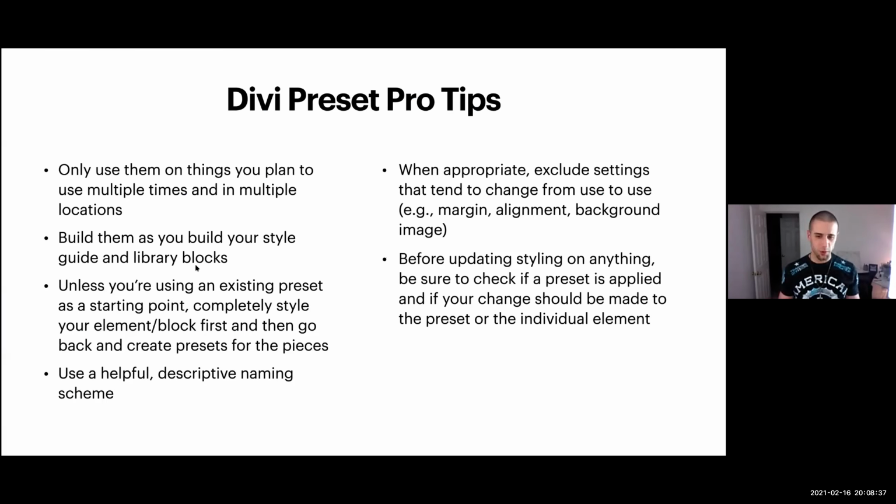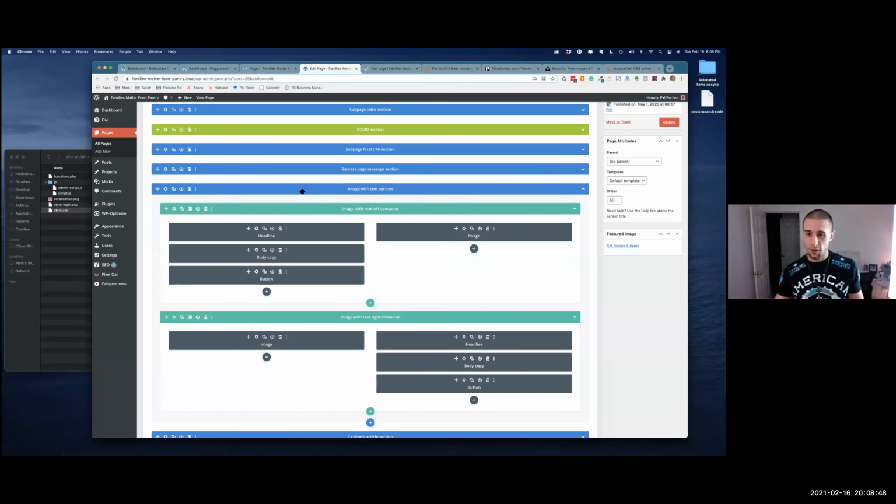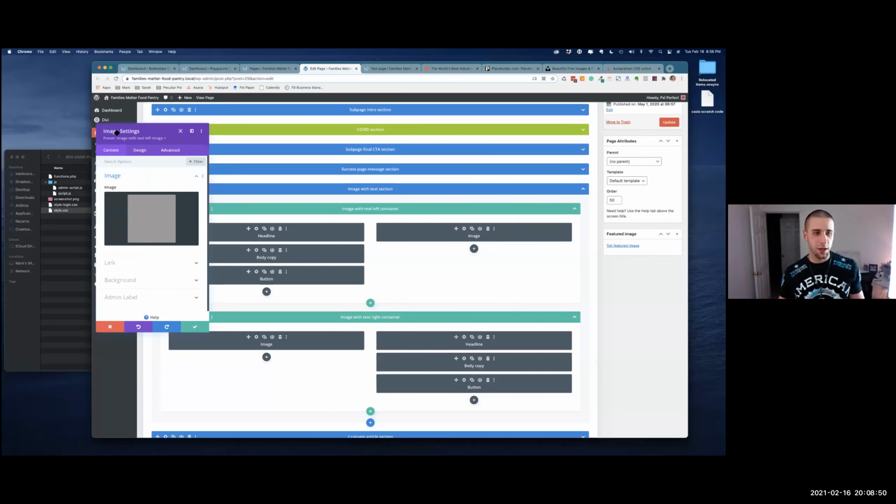And my last tip with this, I believe, is something I recently discovered. Don't forget to use right-click options for conveniently updating your presets. So for instance, I don't know if I have a preset on this. Okay, yeah, image with text left image. So you can see the naming scheme. I had image with text left row, and this one is image with text left image, so that they're all tied together.